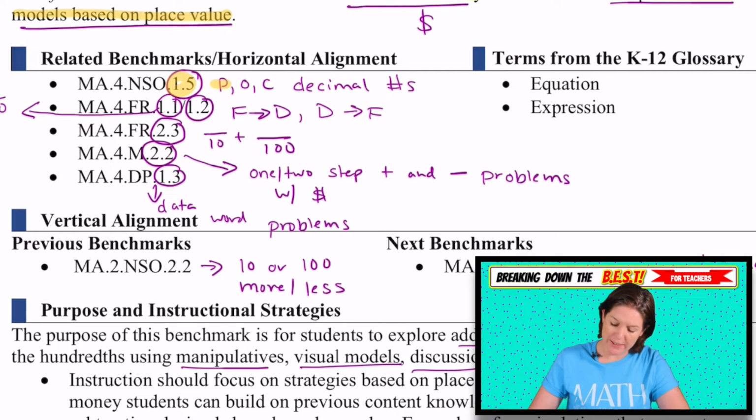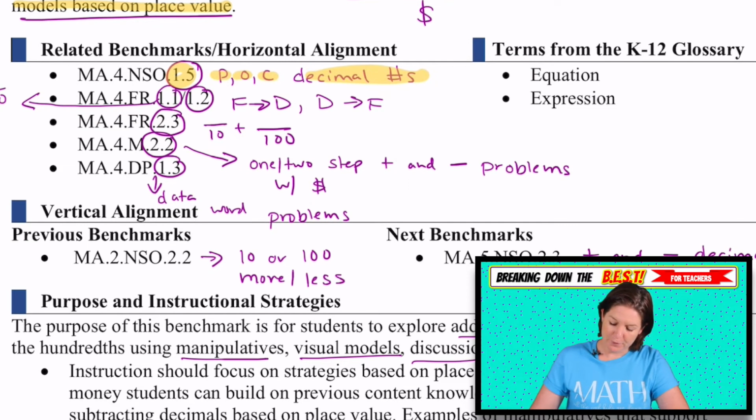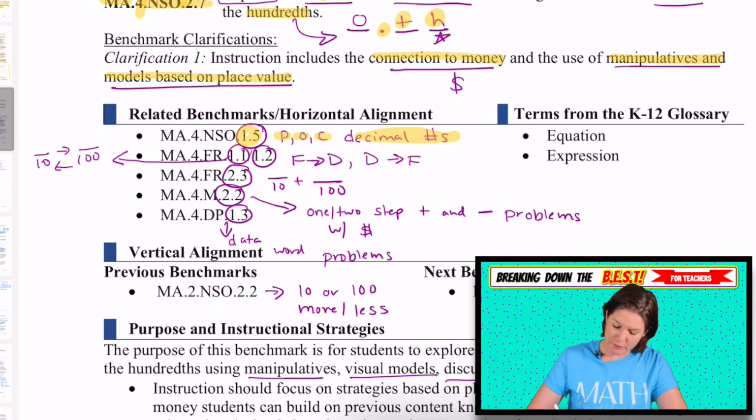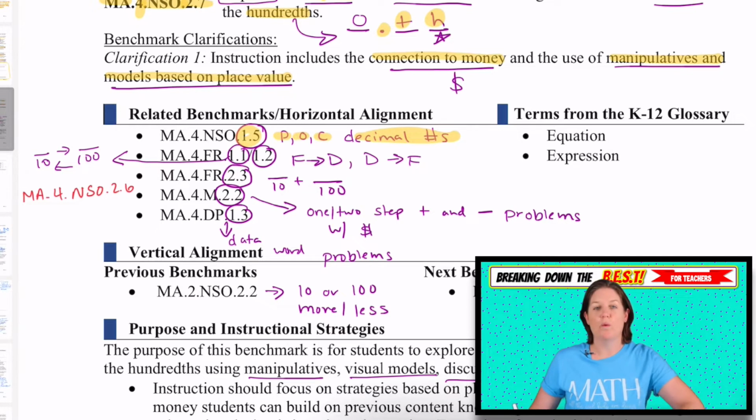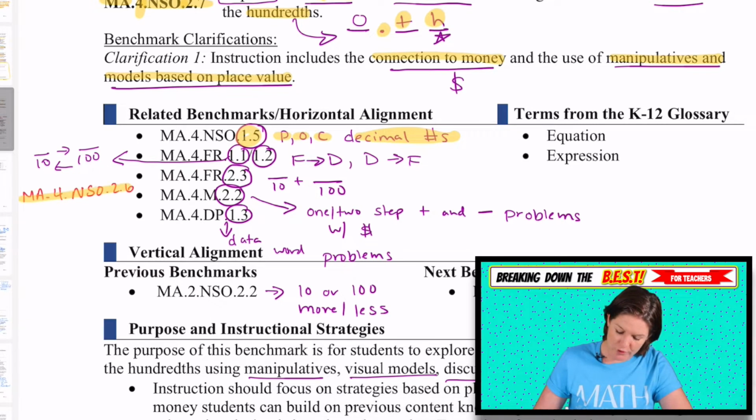NSO.1.5, which is plotting, ordering, and comparing decimal numbers. I'm looking real quick and I'm noticing that MA.4.NSO.2.6 is not in there, and that is determining what 1/10 or 100th more or less would be when you're given a number. So this one also connects to it as an NSO strand.